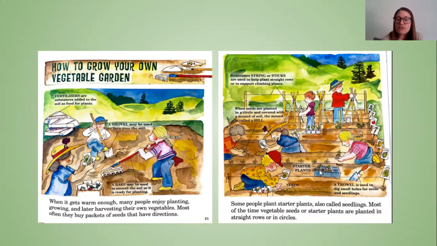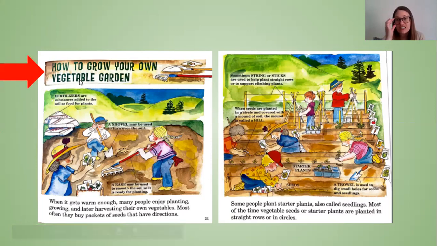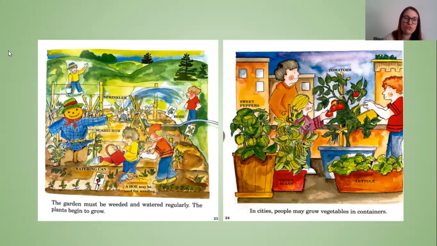So these are different styles of planting the seeds. And then here, if you've ever gone to a garden store or planted flowers, you might have starter plants or seedlings. So instead of it being a seed, it's already sprouted a little bit. It's a little baby plant. And then a trowel is used to dig small holes for seeds and seedlings. So you get your soil ready, dig your hole in the soil, and drop in your seeds or plants. So the heading is how to grow your own vegetable garden. That's also the process that we're learning about. And it looks like it continues over here.